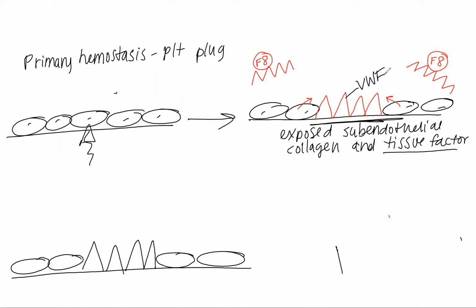So the next thing that's going to happen is that platelets are going to come in because they have a receptor for von Willebrand factor. We'll say this is von Willebrand factor. Okay, so then they have these receptors. This is a platelet. These receptors called GP1B attach to the von Willebrand factor. And when that attachment happens, it activates the platelets. So next we have platelet activation.